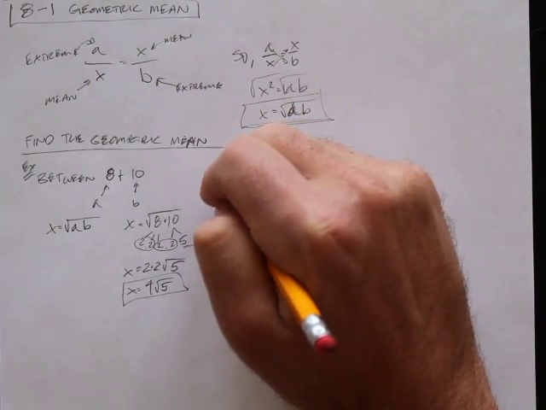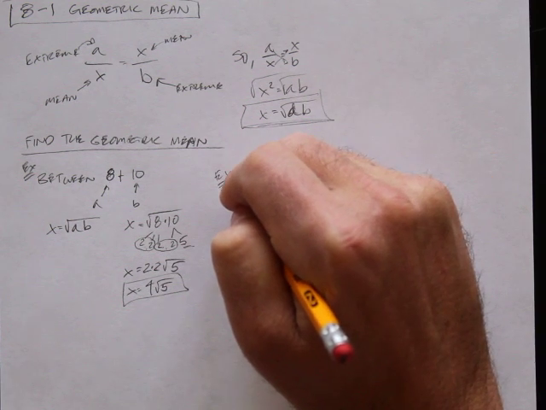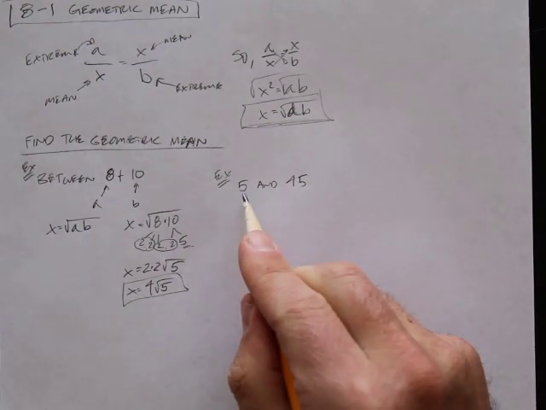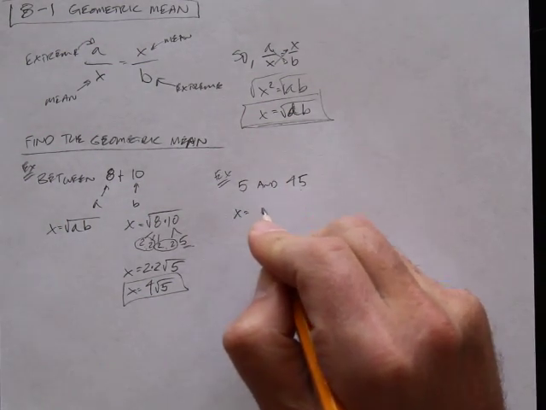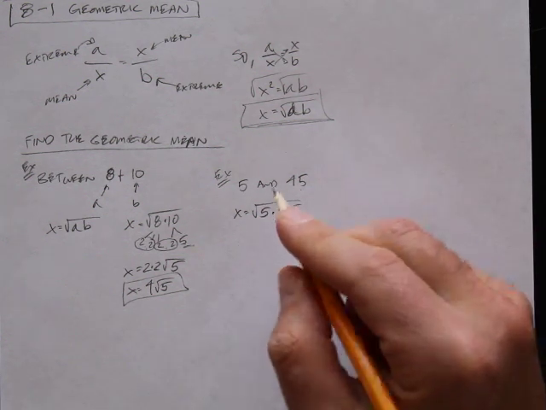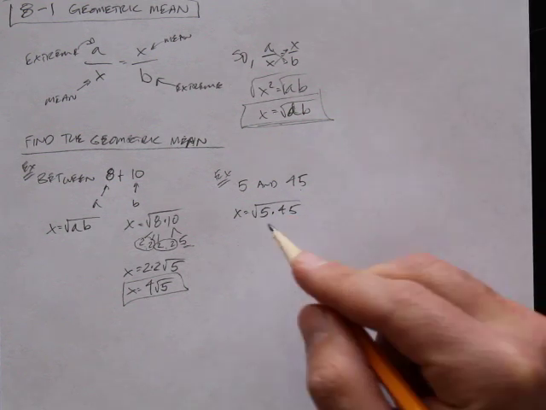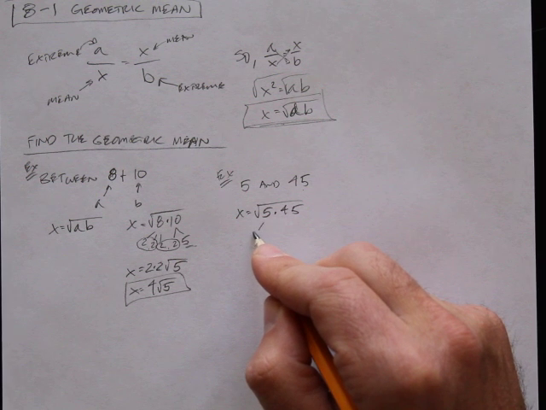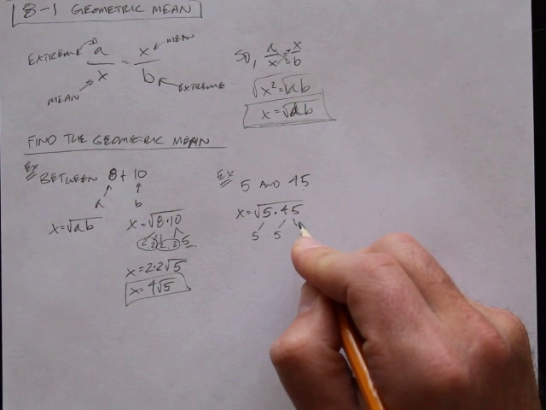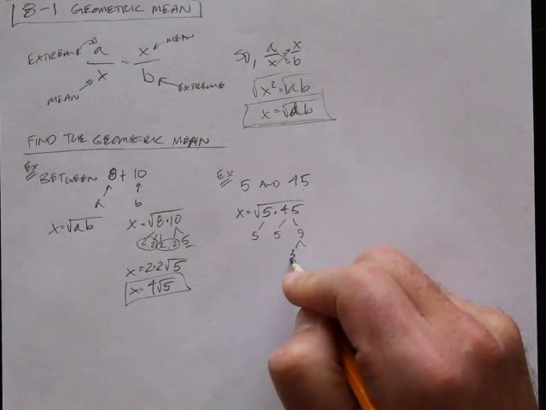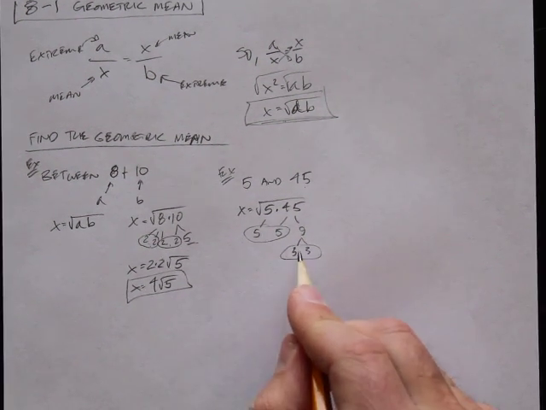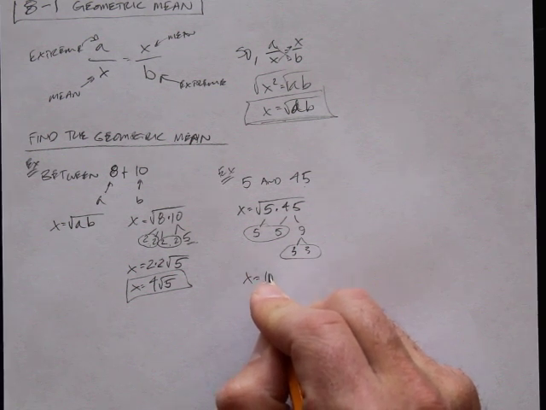Let's do another one. Between 5 and 45. So all I'm doing is saying this is A, this is B, x equals the square root of 5 times 45. And then I'm going to factor this so that I can simplify here. So 5 times 1, I'm not going to write a 1 down there. And then 5 times 9, 9 is 3 times 3. So look, I get to take out a 5 and I get to take out a 3. So 5 times 3 is 15, x equals 15.